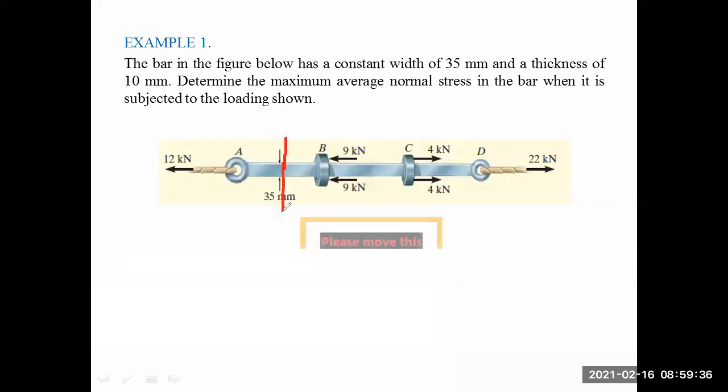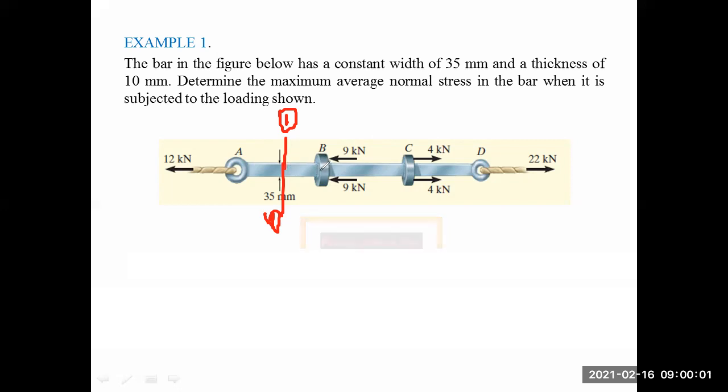So we have one section, okay? It could be anywhere. You take it close to A, or close to B, or in between. It could be mid-span, anywhere. This is one section that you can make use of to determine the stress, okay?